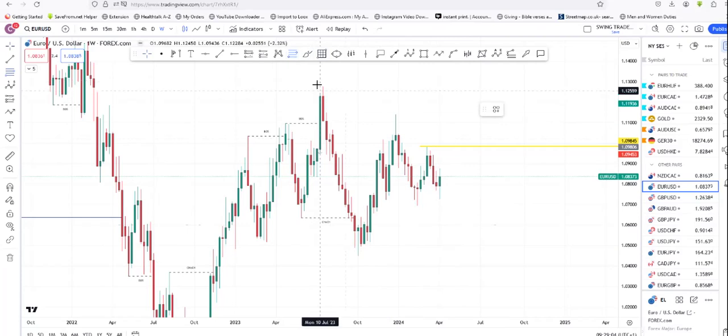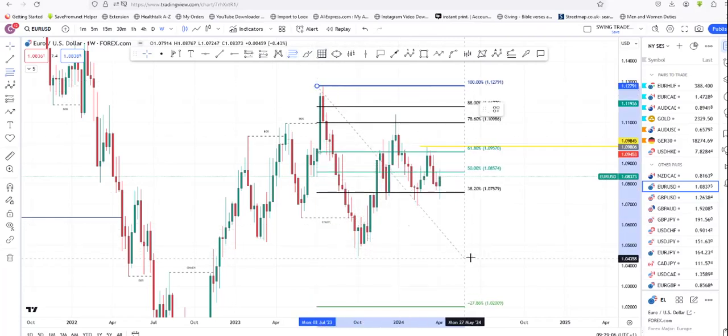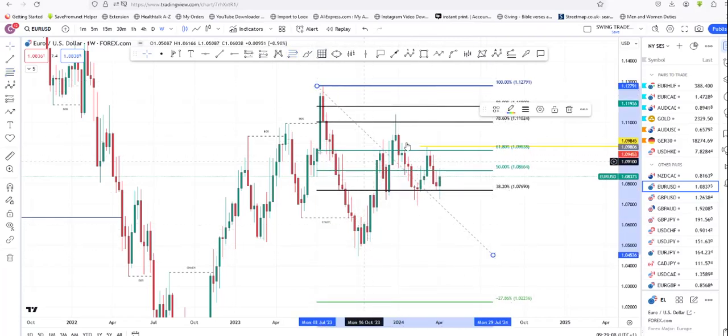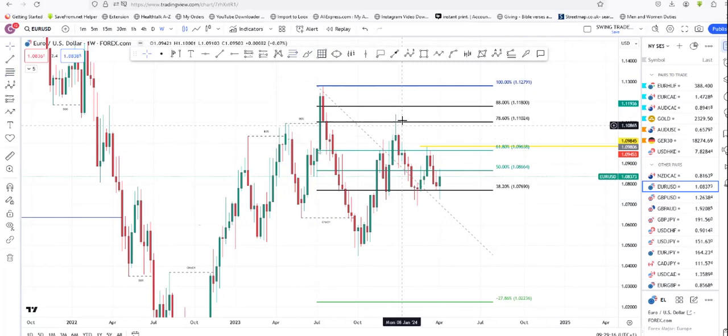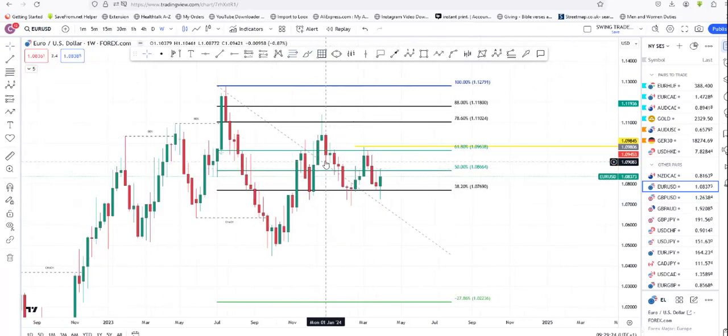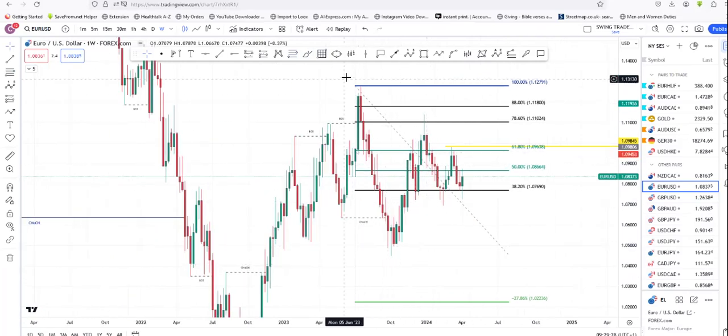For instance, if I put my fib here all the way down, you notice price actually broke above 61, rejected at 78. That is the deep of that retracement. And then when price closed below 61, that would have been a clean entry to sell because the market shifted.